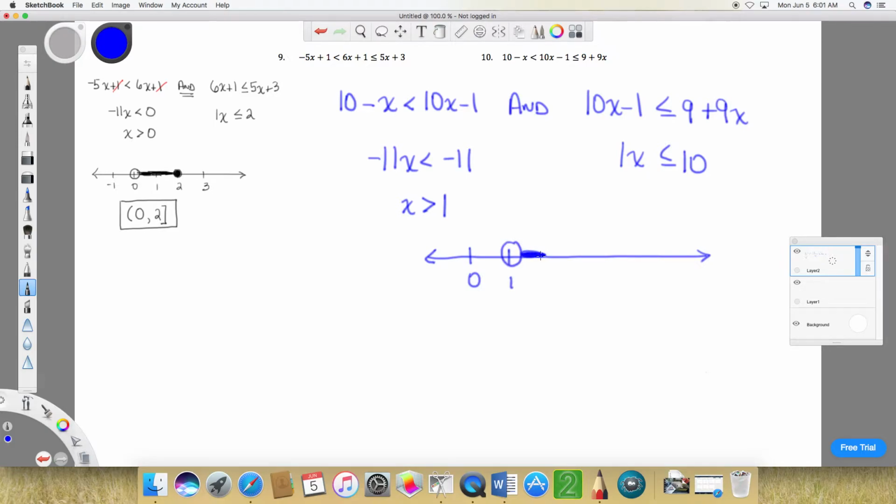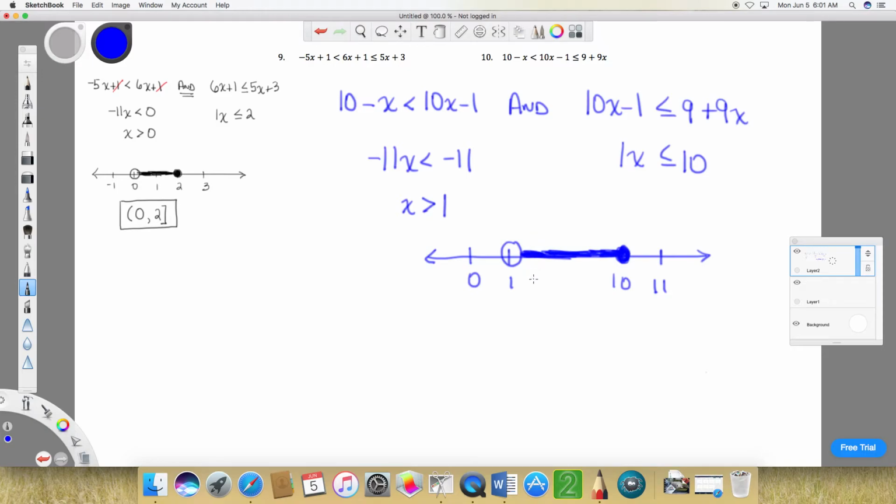So I'm shading to the right of 1. And at the same time, over here somewhere, I have 10. And I'm to the left of 10 because I'm less than or equal to 10. So for both of these to be true at the same time, the overlap, the intersection of these two sets, is the set of numbers that are strictly between 1 and 10.